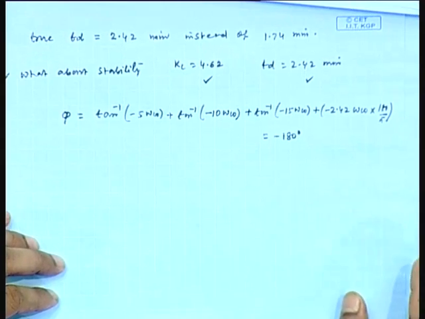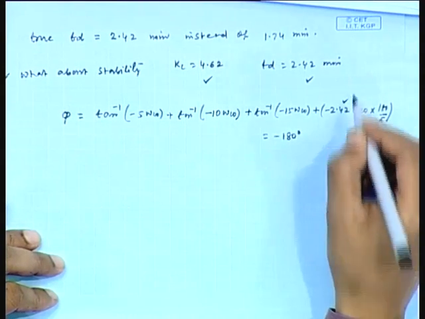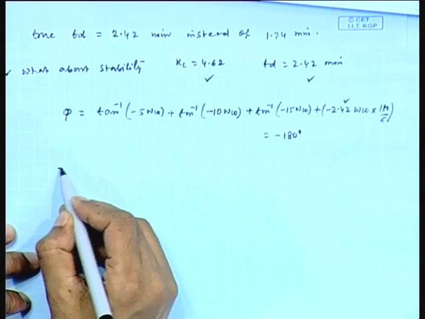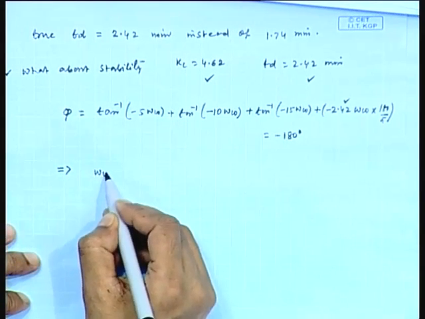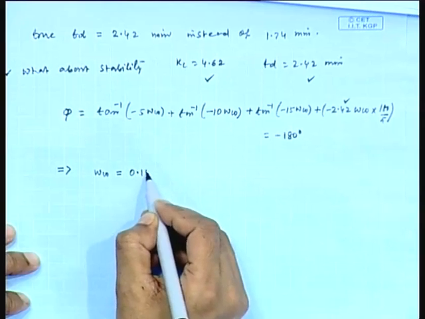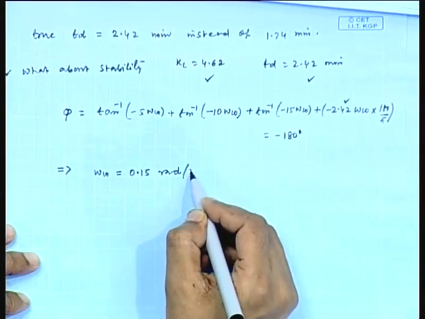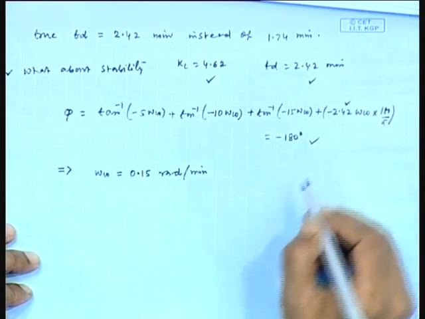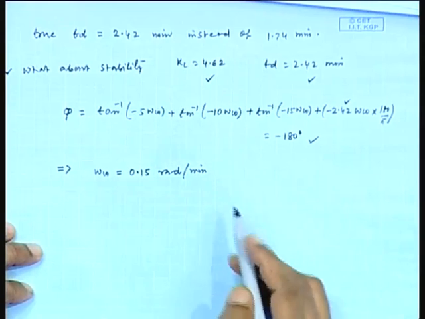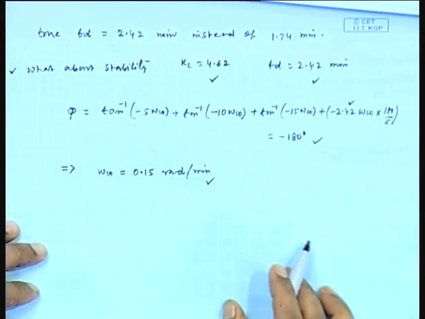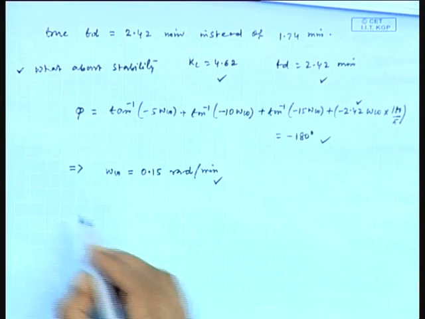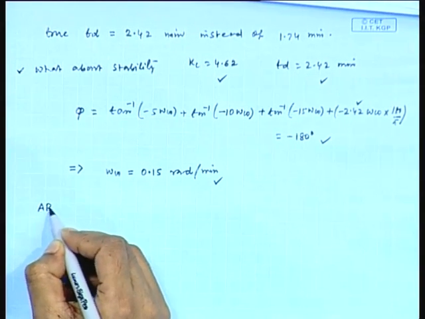Fine. In this phi expression we have changed only this Td value. Solving this equation we obtain the crossover frequency as 0.15 radian per minute. Next we will calculate the gain margin.